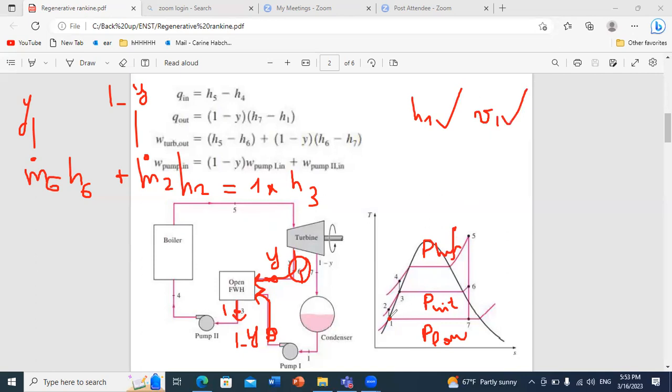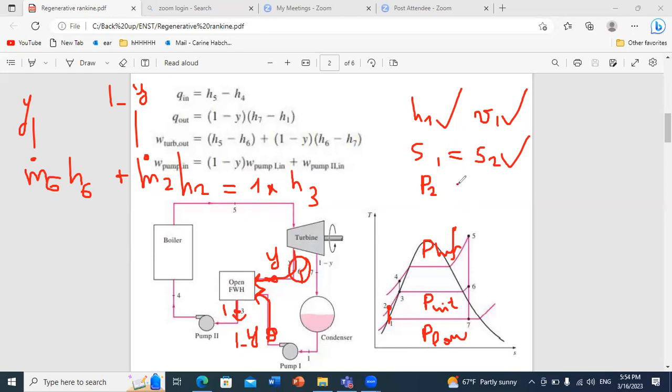Now, between 1 and 2, what is the characteristic? From 1 to 2, we have the pumping process. So what will happen? You'll have elevation of pressure. We go from P low to P intermediate. And since the process is isentropic, it's characterized by S1 equals S2. So now we know S2, and we know the intermediate pressure P2. Then we can go to tables in order to determine the value of H2.